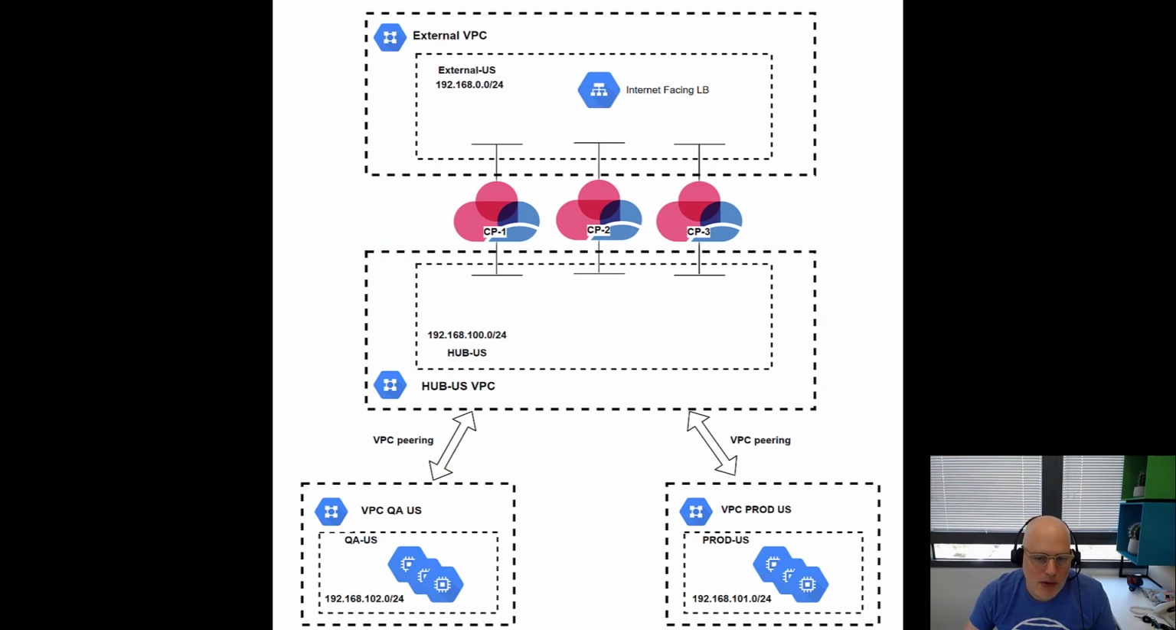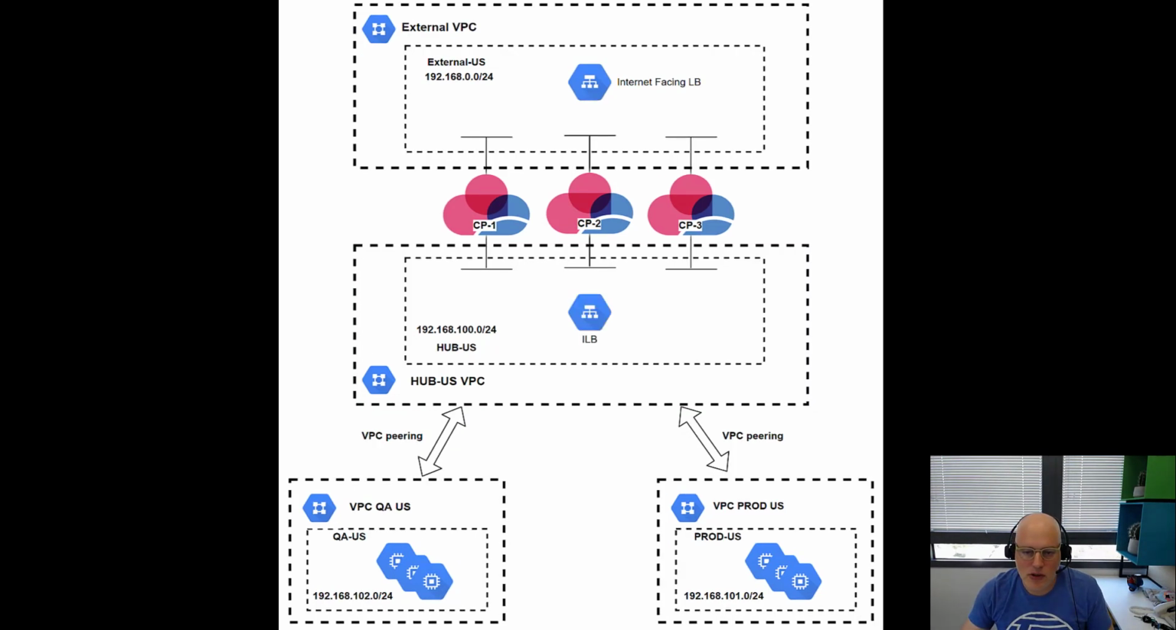And what I'm going to do now is create an internal load balancer. The target group of the load balancer is going to be the CloudGuard MIG. And once the load balancer is ready, I will create a default route on the hub VPC that points to the load balancer. This is going to be a default route, with the next hop pointing to the load balancer.